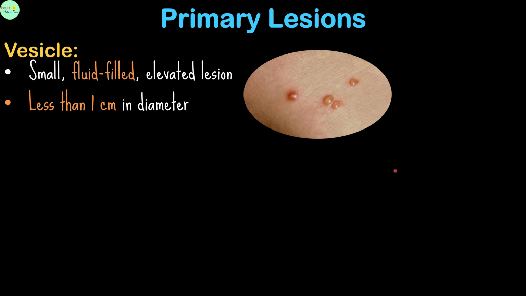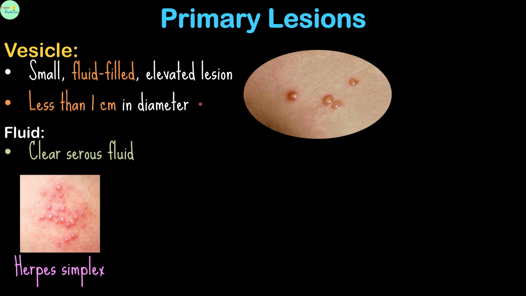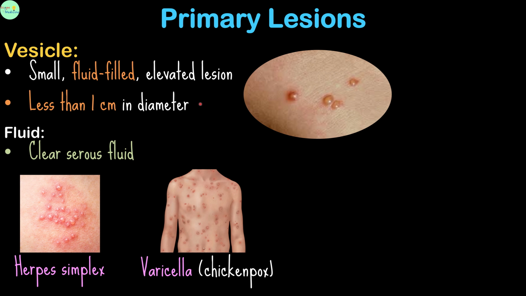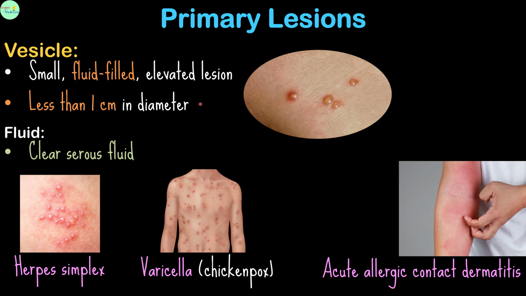Now for fluid-filled primary lesions. A vesicle is a small, fluid-filled elevated lesion less than 1 centimeter in diameter. The fluid inside is clear serous fluid. Examples include the clustered vesicles of herpes simplex, the widespread vesicles of varicella or chickenpox, and vesicles seen in acute allergic contact dermatitis like poison ivy.